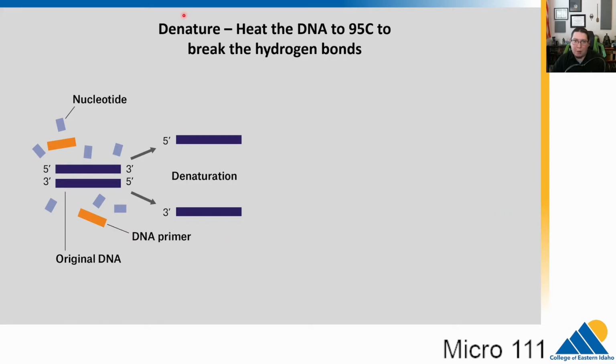Okay, the first step, we heat the DNA, break the hydrogen bonds. We also have nucleotides in here. Those are A's, T's, G's, and C's. Our primers, and of course, DNA polymerase from Thermus aquaticus is in here. So we're going to break open the DNA. Okay, that's our denaturation step. Make sure you know these 3 steps, by the way.